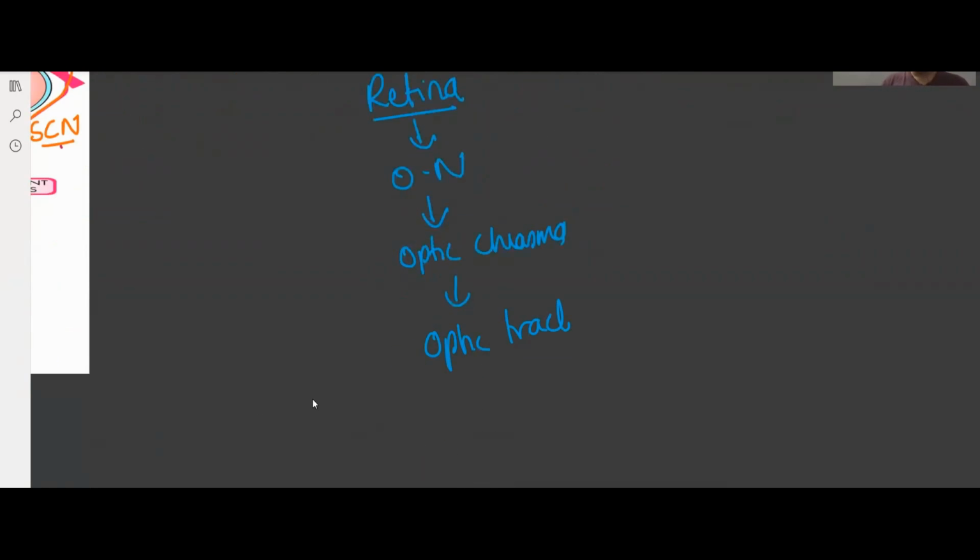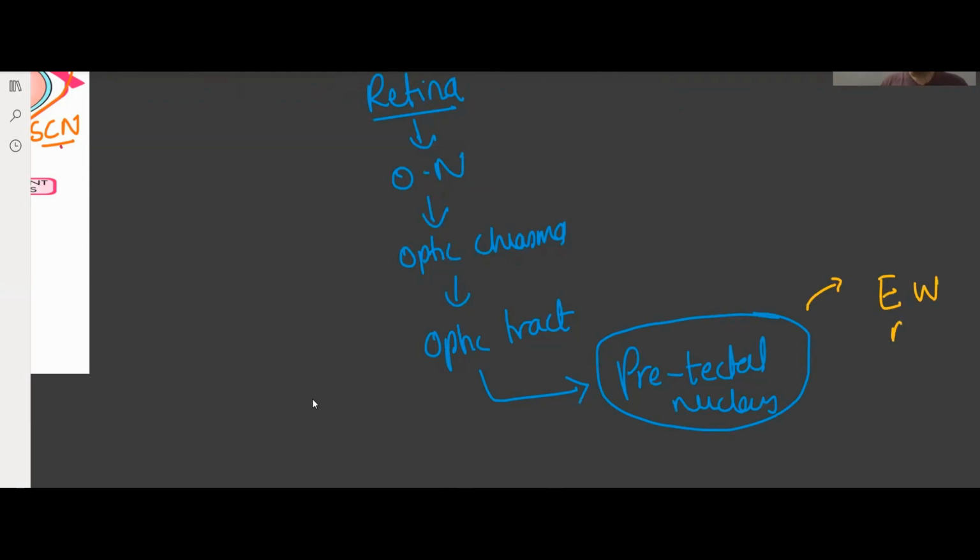So they leave the optic tract. So where do they go? They go to the midbrain. Where in the midbrain? They go to the pretectal nucleus. And then from the pretectal nucleus, the fibers go to the Edinger Westphal nucleus. So we have fibers from the pretectal nucleus going to the Edinger Westphal nucleus of the same side as well as on the contralateral side.